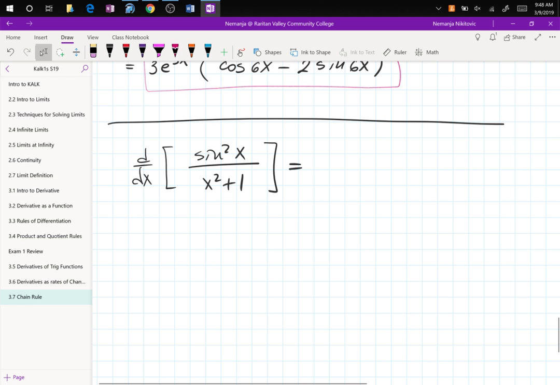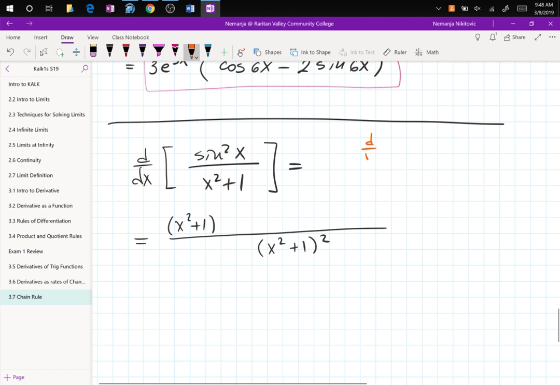All right, so quotient rule. We know that we are supposed to square the denominator and then copy the denominator as is. And then we are taking the derivative of the numerator. So that's actually the problem that we did earlier, so we can do it on the side.